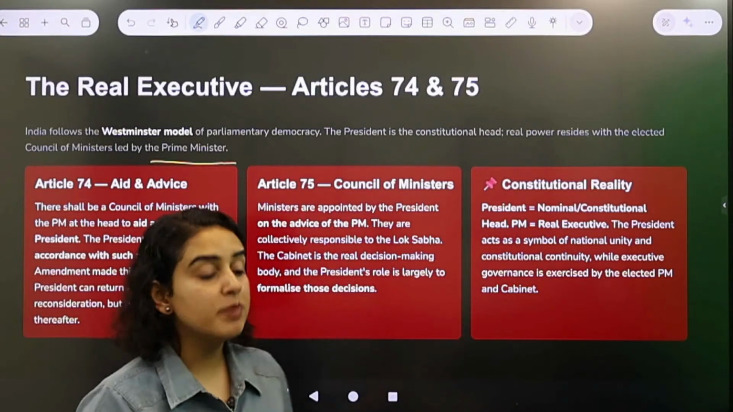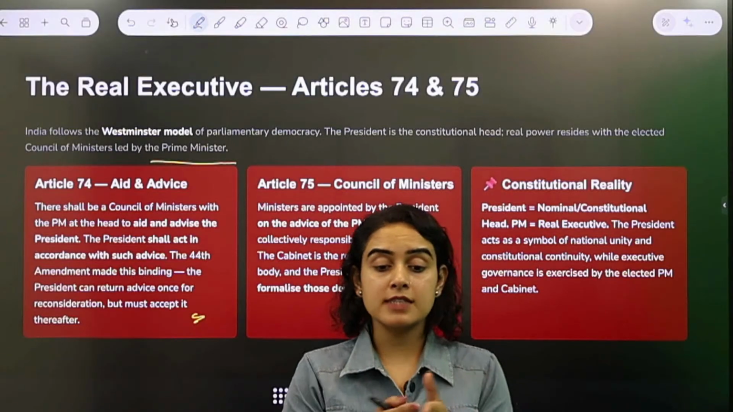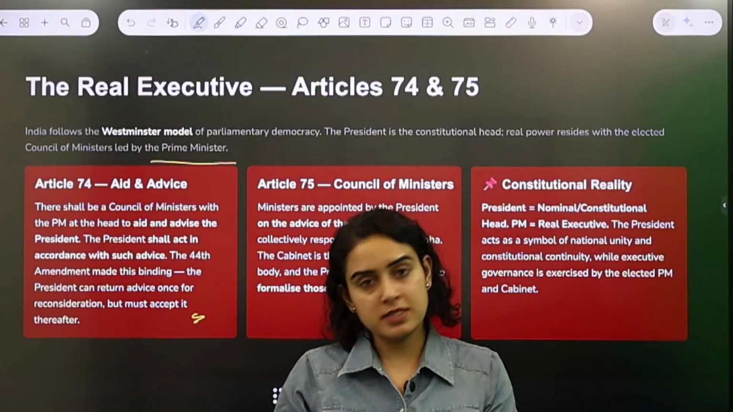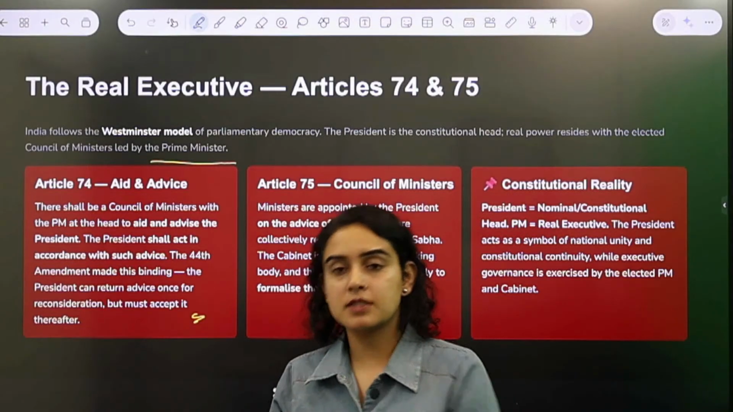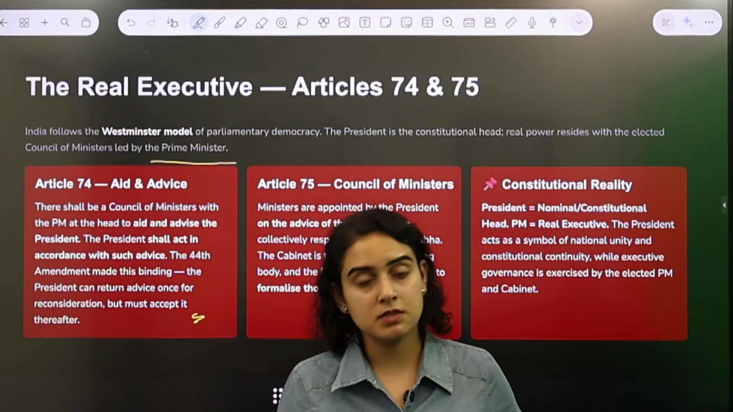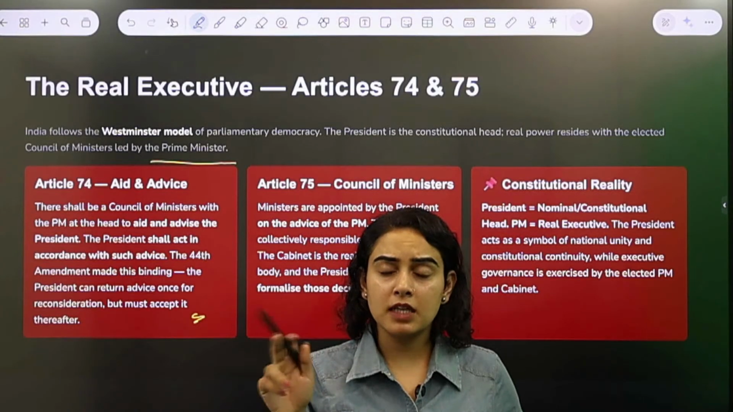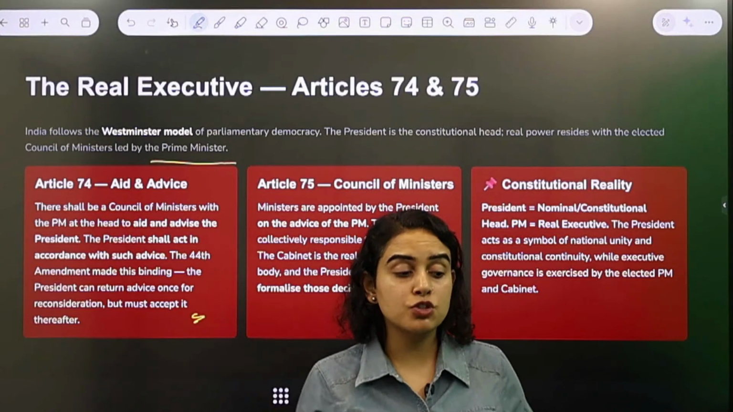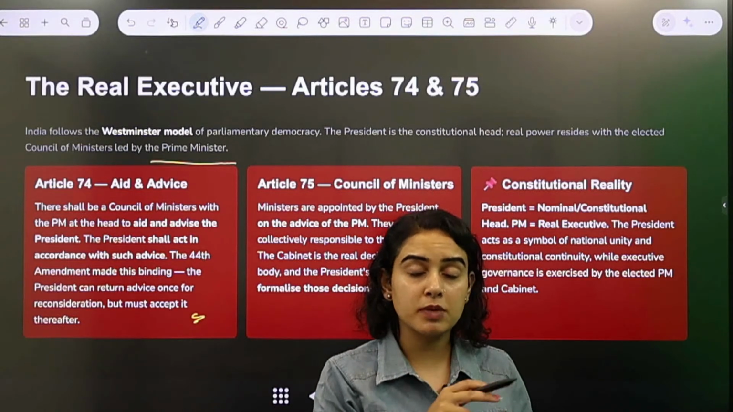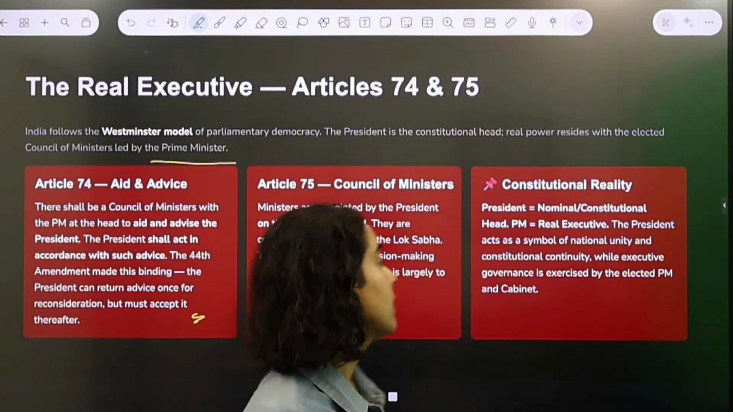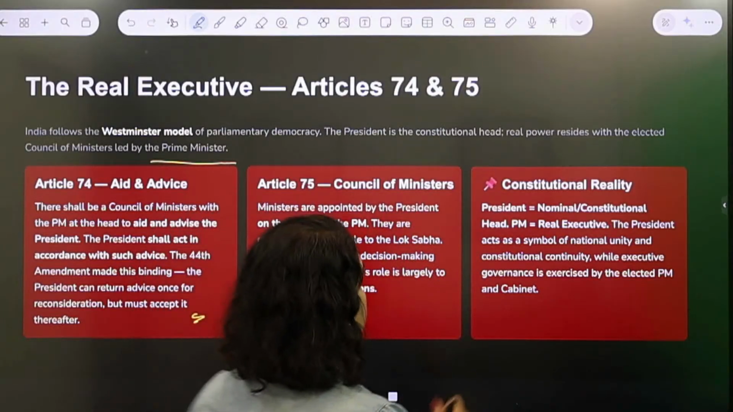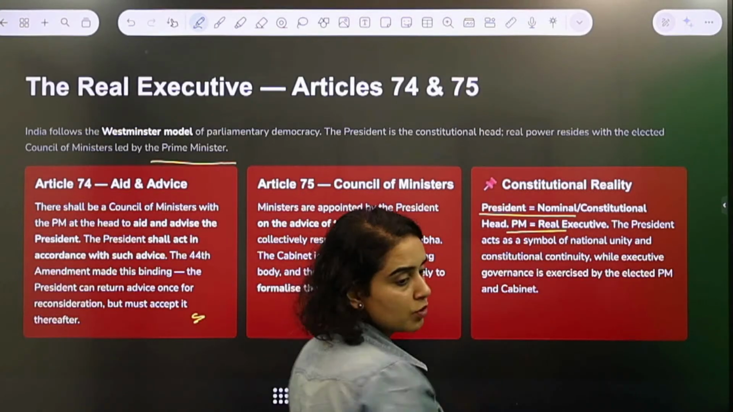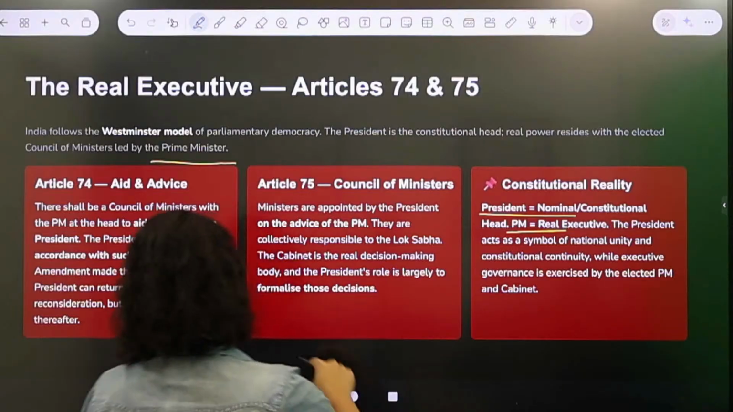So the job of the prime minister is to act as a bridge between the president and the council of ministers. Any decision that the president has taken towards the council of ministers has to travel through the prime minister. Any decision that the council of ministers has taken for better implementation of laws has to travel to the president through the prime minister. Okay, so yes, the president is going to be your nominal or constitutional head. The PM is going to be your real executive.